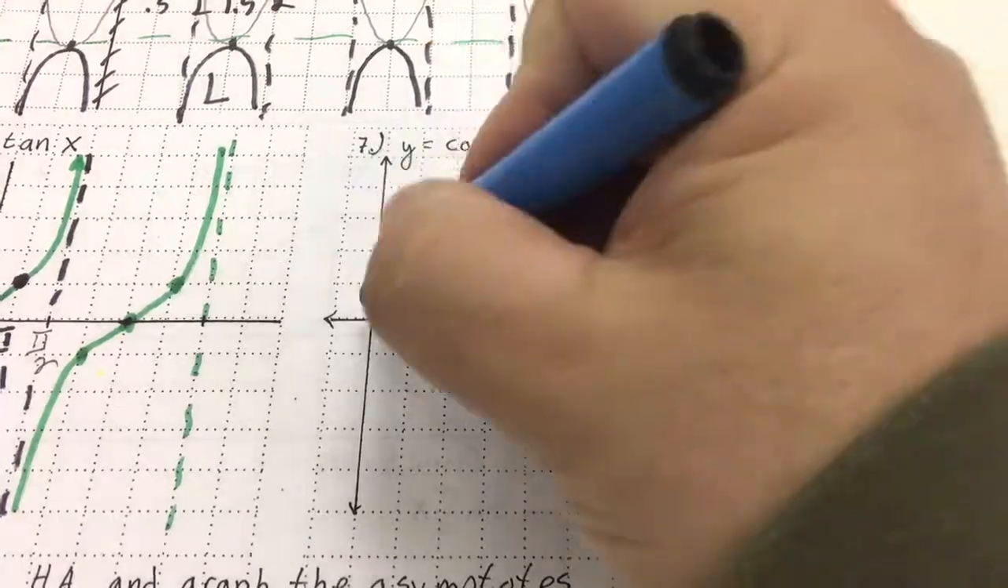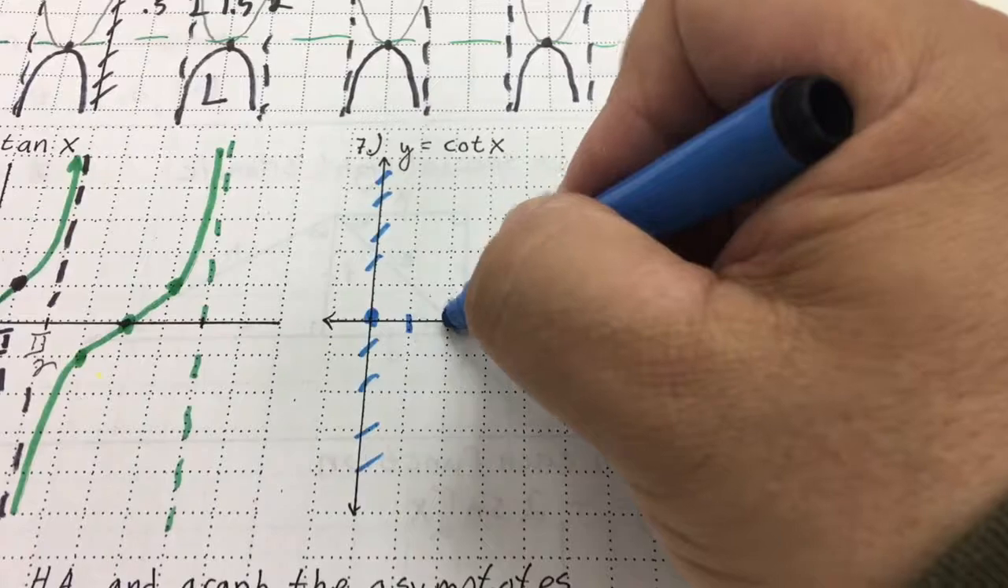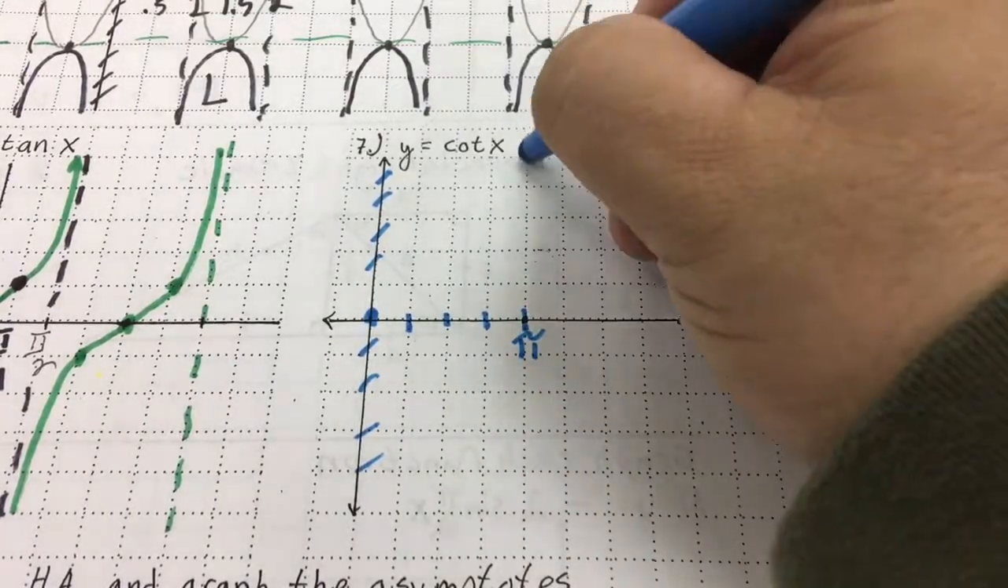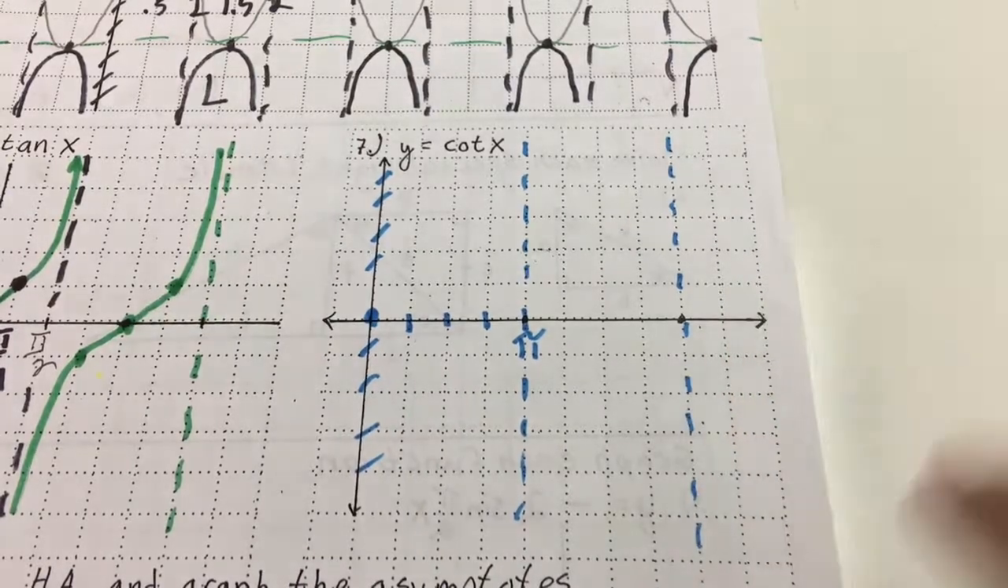If I go from 0, that's a vertical asymptote. And notice how I put these dashes on the y-axis so that I know that's a vertical asymptote, and I go right 1, 2, 3, 4, and remember that was pi. That's going to give me my other vertical asymptote. And if I go over another 4, it's going to be cyclical or periodic. That's going to be my other vertical asymptote.